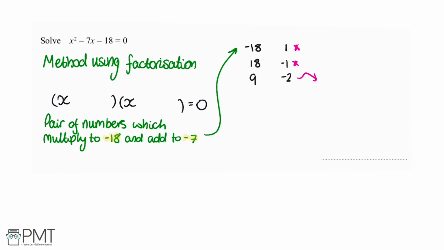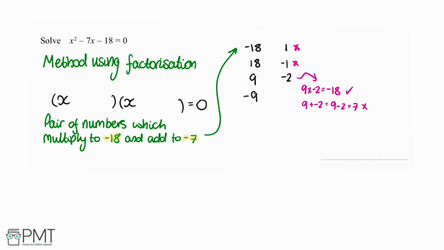However, with this one, if we do 9 multiplied by minus 2, we're going to get minus 18. So that's great, that's what we want. And 9 plus minus 2 is 9 minus 2, which equals 7. This won't work, so we can't do this because we need minus 7, not 7. So what we could try instead is the other way around.